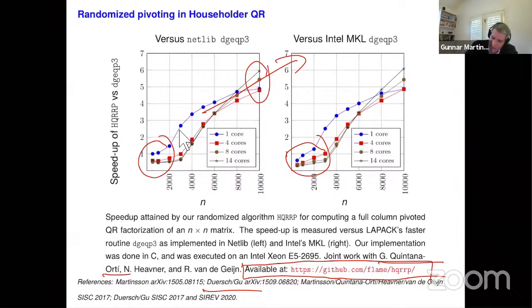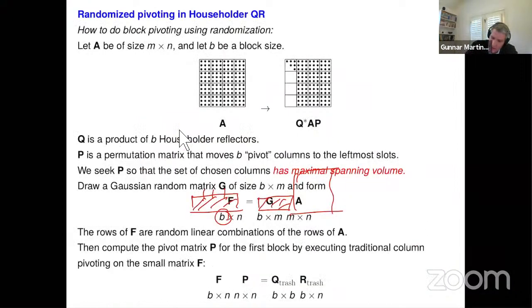And let me say one thing. There's one new twist that we didn't talk about in the first half of the talk. It's basically what happens in cases where the singular values decay very slowly in the block of the matrix that you're, say, in the first step of this process. How well do you pick these columns?